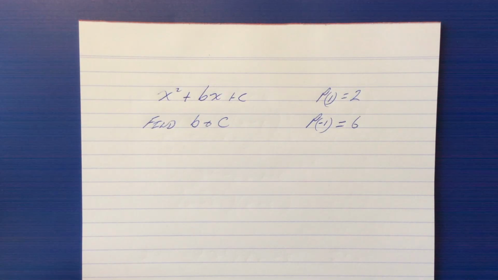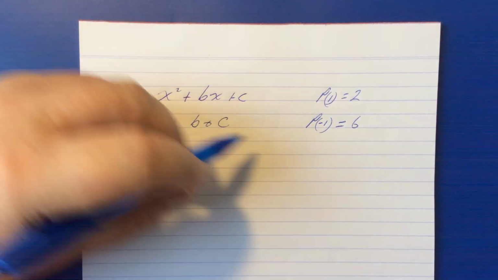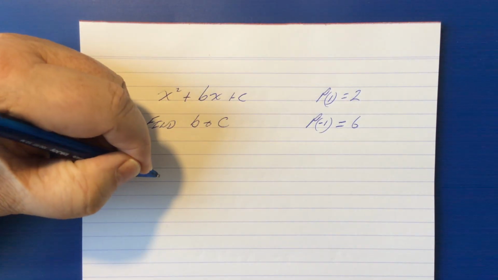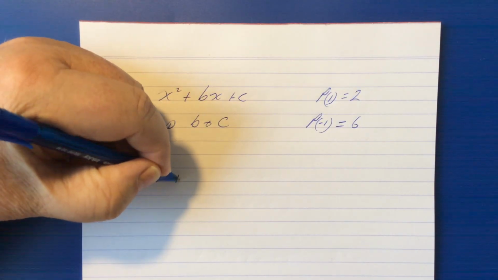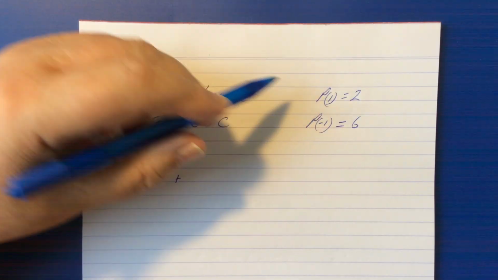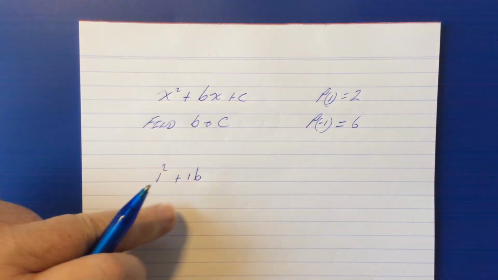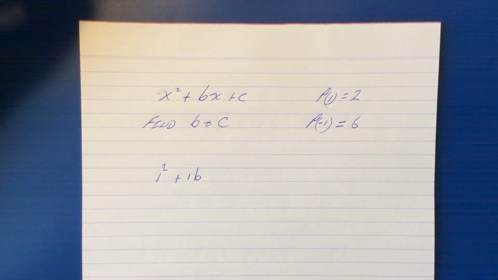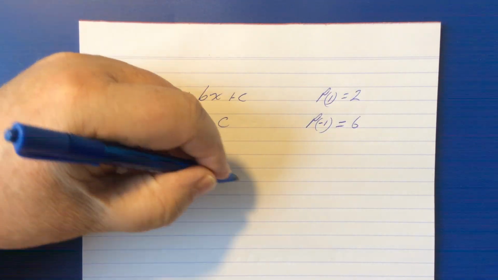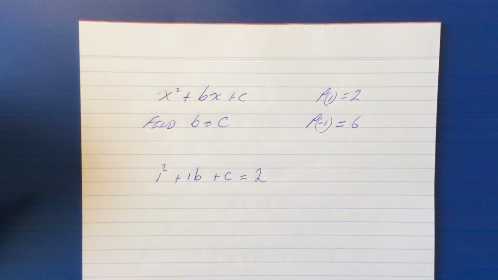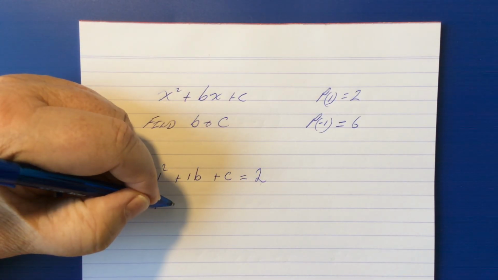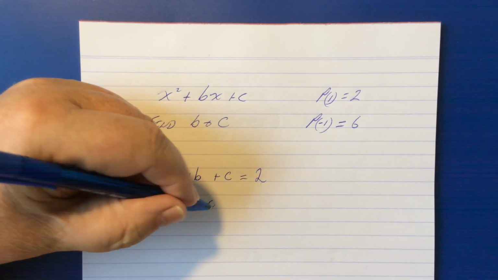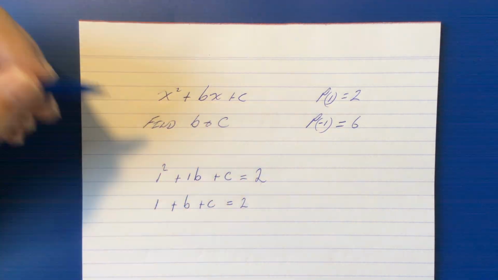So where do I start? What do I do first? Well, I substitute. I'm going to take 1 and pop it into this. So that is 1 squared, since x is 1, plus b times 1, so that is 1b. I'll just make it b, plus c is equal to 2. So if I tidy this up, 1 squared is 1, plus b plus c is equal to 2.